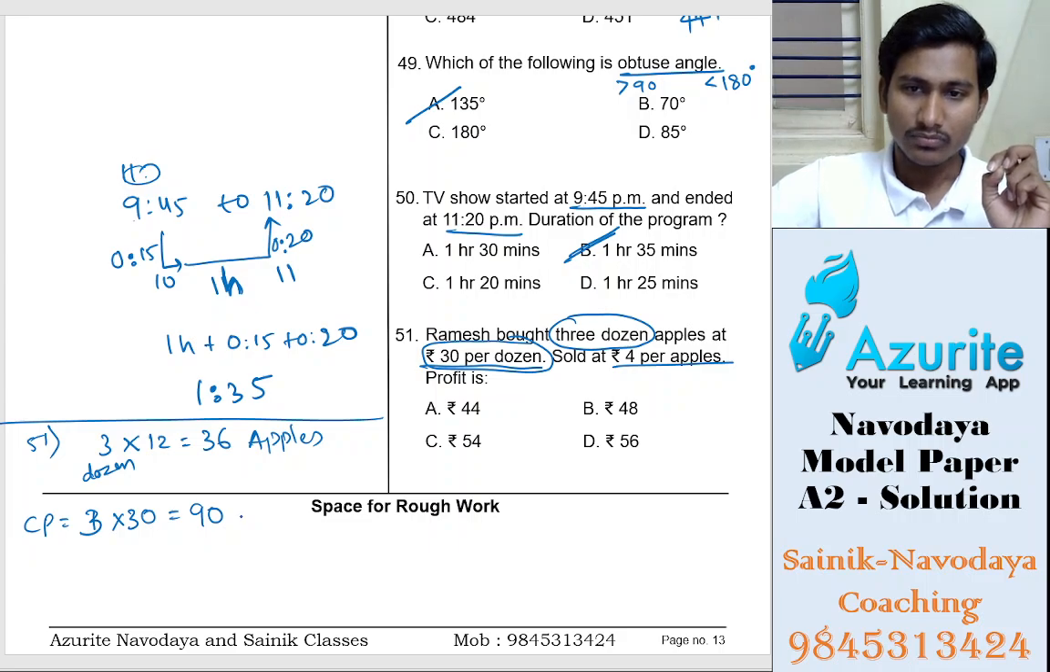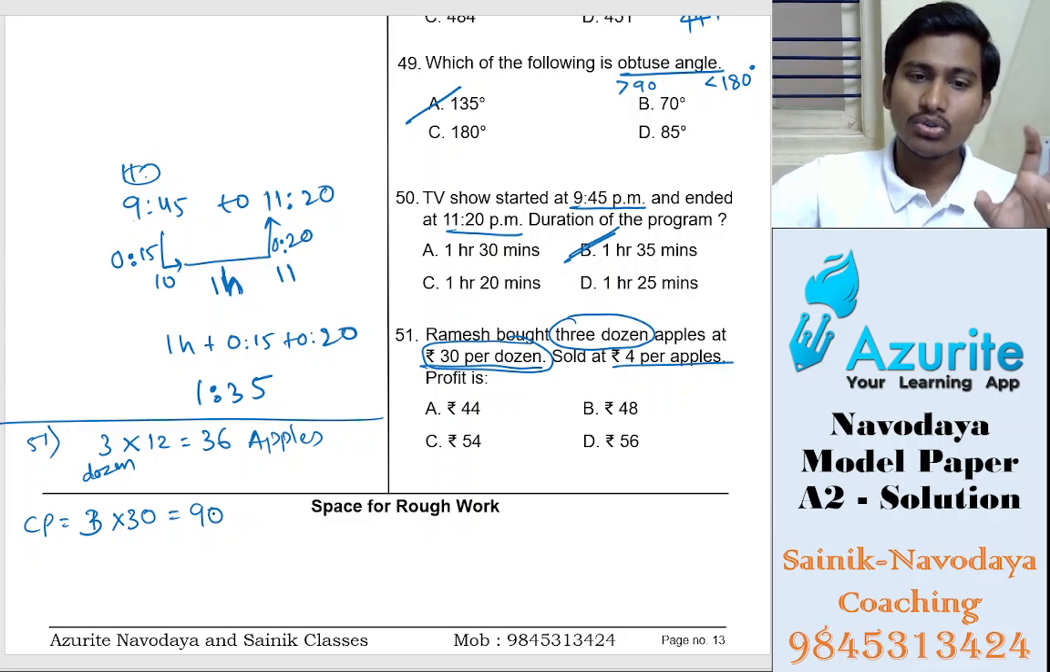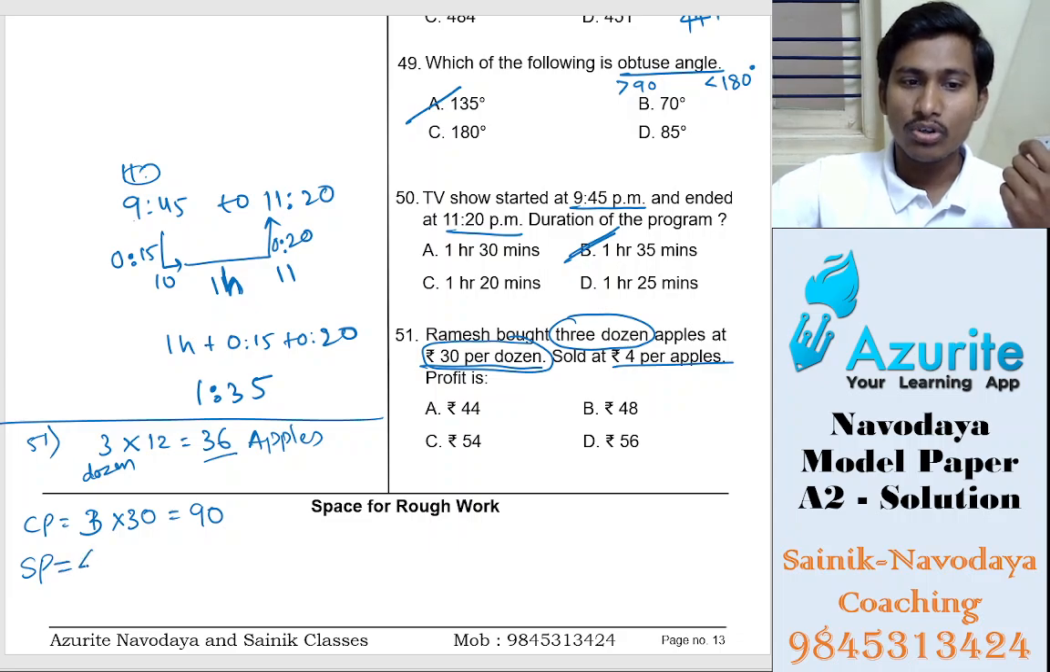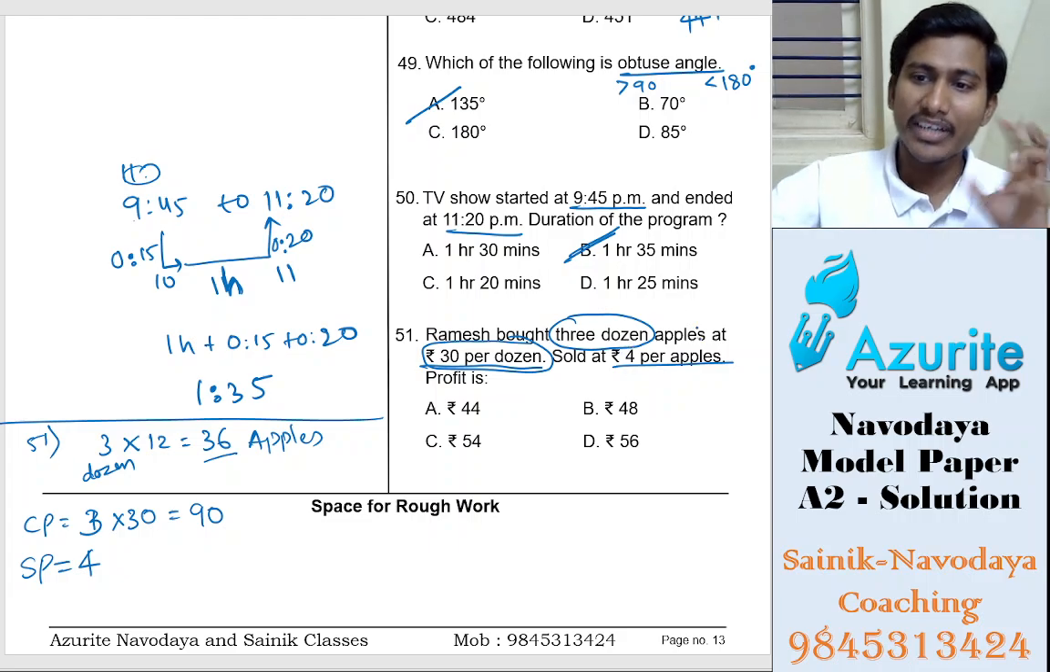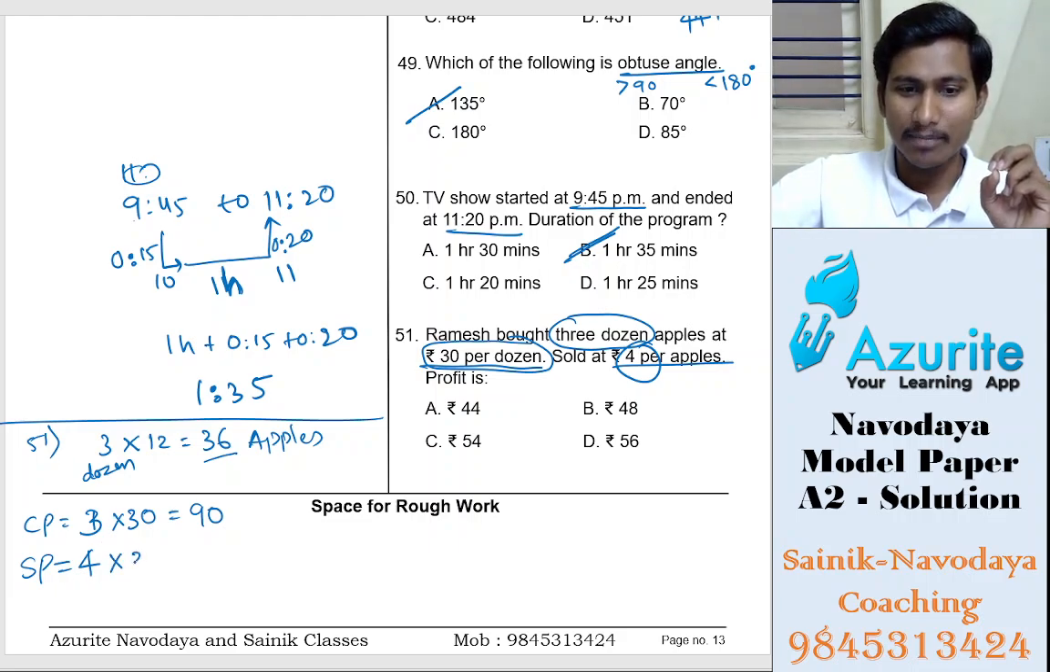Okay, now he bought 36 apples. Now the selling price. If you see, it is 4 rupees per apple. So 4 rupees per apple means 4 into 36 apples. How much is it here? If you multiply, 4 6s are 24, carry 2, 4 3s are 12, 12 plus 2, 144.